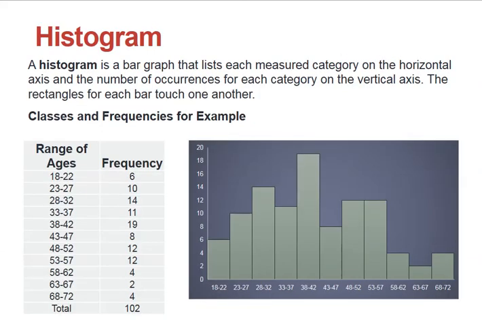Moving to the histogram. What is a histogram? A histogram is a bar graph that lists each measured category on the horizontal axis and the number of occurrences for each category on the vertical axis. The only difference between a bar graph and a histogram is that in a histogram the vertical bars touch each other, and these are mainly used when we are taking the frequency distribution table in the form of ranges. Like here we have ranges of 18 to 22, 23 to 27, and so on with given frequencies, and if we draw a histogram it will look like this.